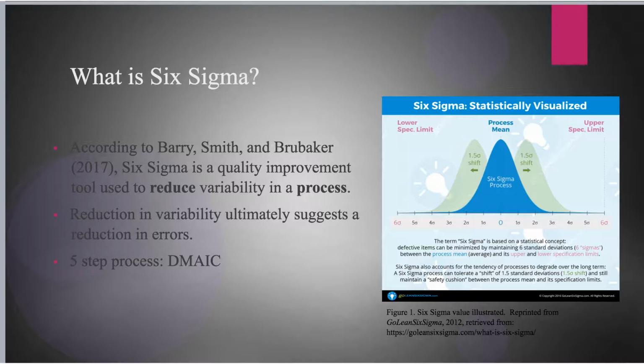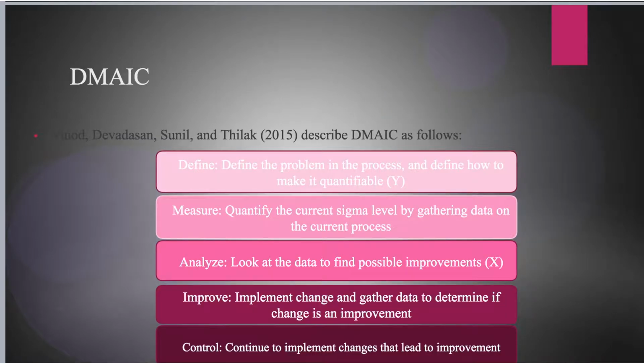So this process does involve a lot of statistical analysis, but the actual improvement part that you use is a 5-step process, DMAIC. DMAIC is an acronym for Define, Measure, Analyze, Improve, and Control. In the define phase, you want to define the problem in the process, and you need to decide how to make it quantifiable because Six Sigma is a very statistical process.